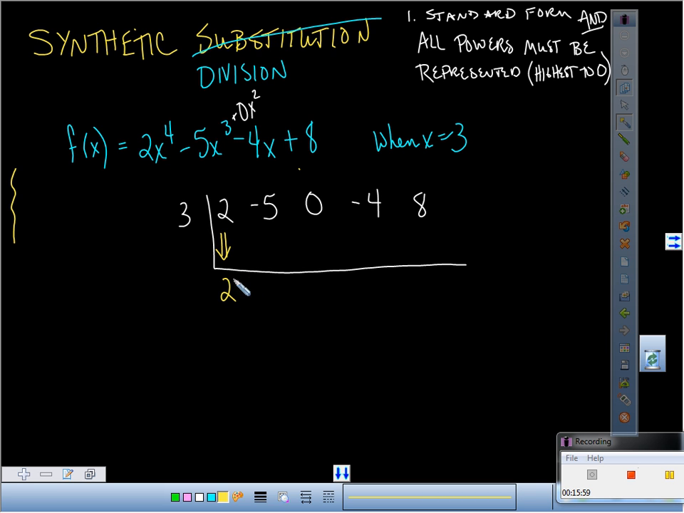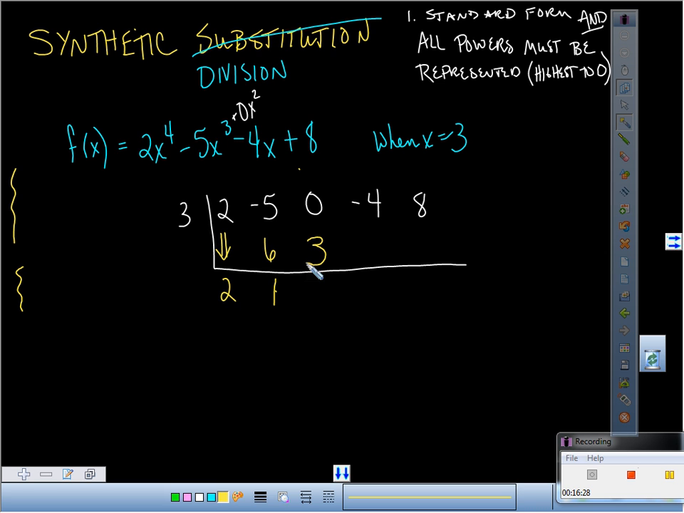Then you multiply. What's 2 times 3? 6. And you write it here. Then you add. What's -5 and 6? 1. So put a 1 down there. Then you keep doing that same process over and over. 3 times 1 is 3. And then you add it. 0 and 3 make 3.